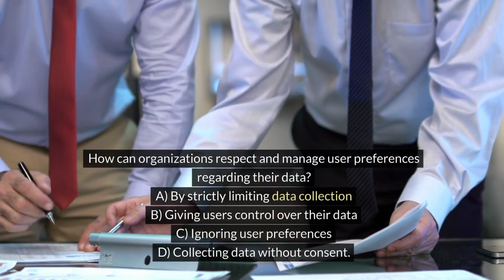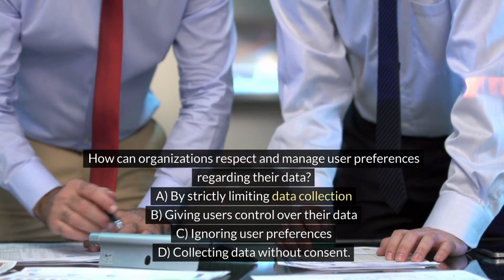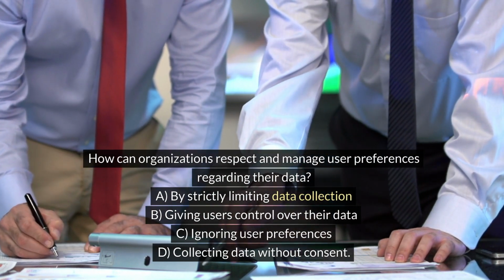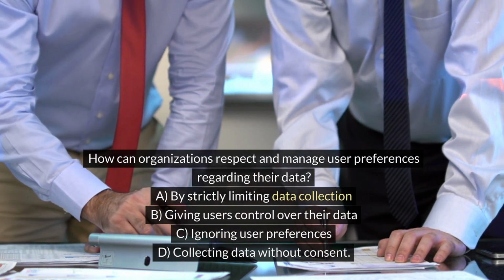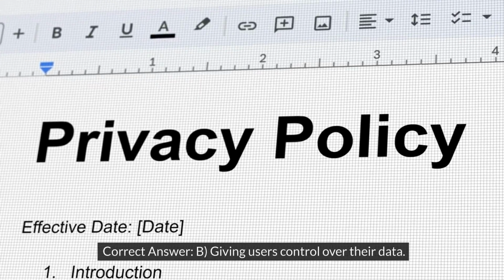How can organizations respect and manage user preferences regarding the data? A. By strictly limiting data collection. B. Giving users control over their data. C. Ignoring user preferences. D. Collecting data without consent. Correct answer. B. Giving users control over their data.